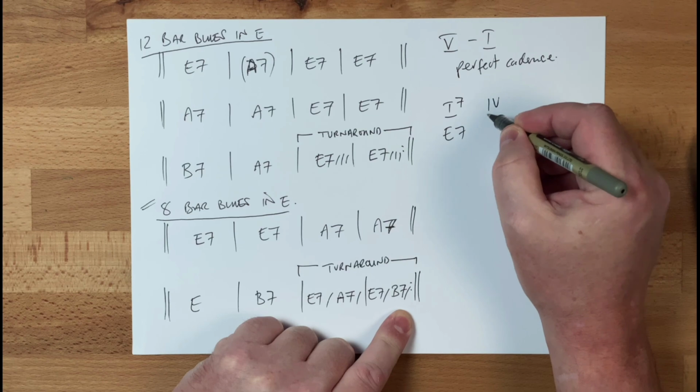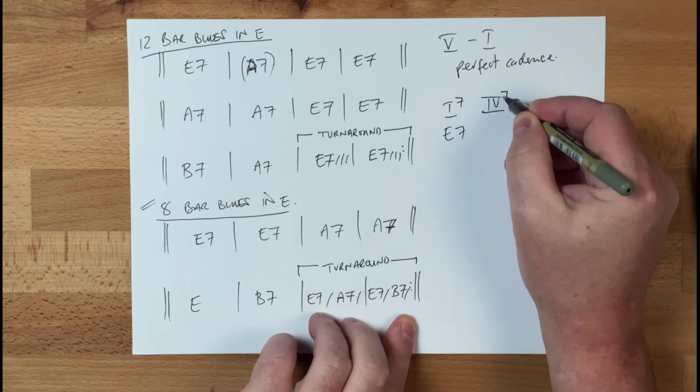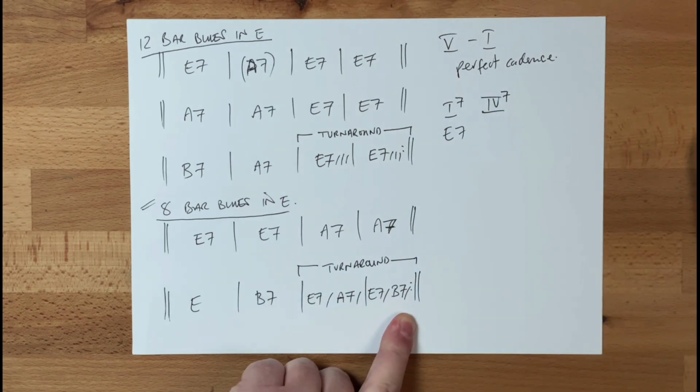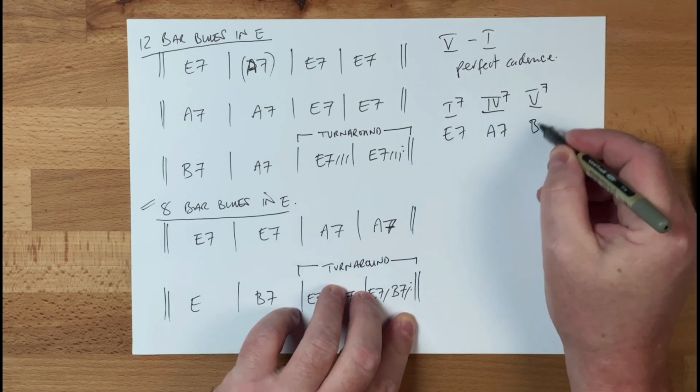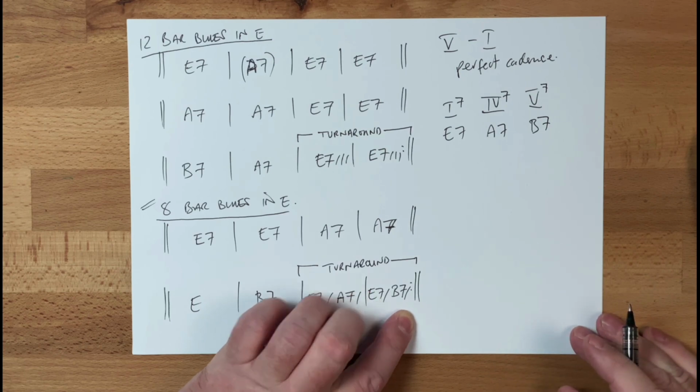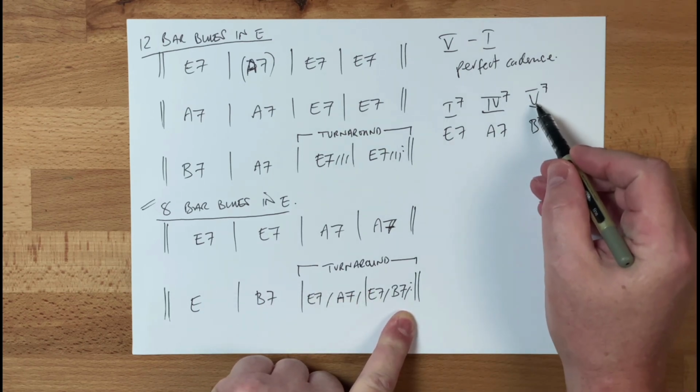Chord 4 here, yeah, I'm going to put a 7 on it because these are all dominant chords, so it's going to be A7, and then you do chord 5, 7 here, which is going to be B7. So those are my 3 chords for my blues. So you can see that this is chord 5.